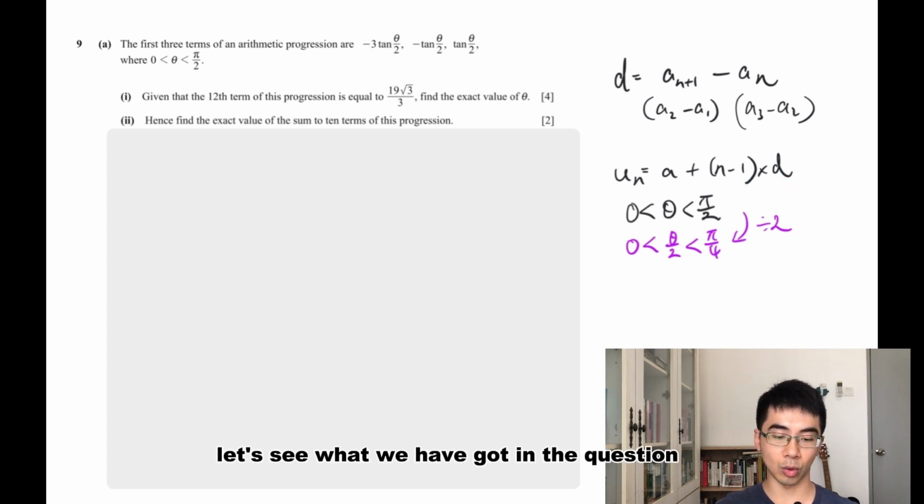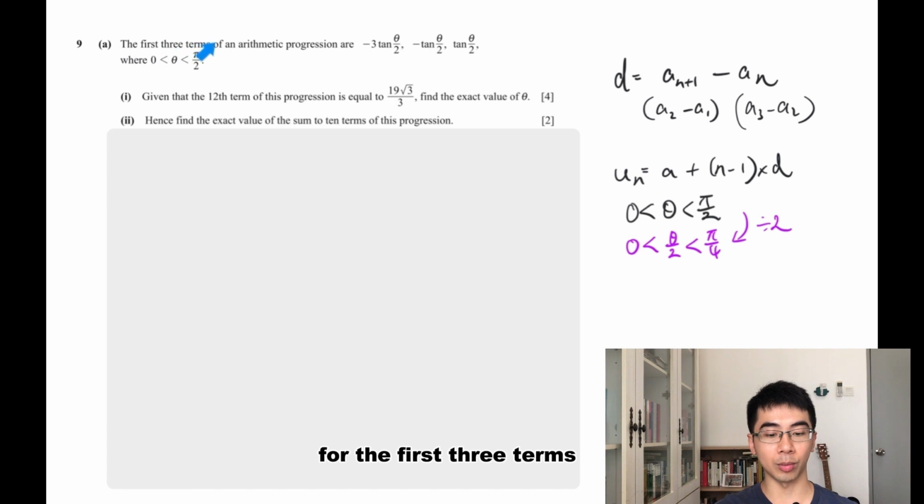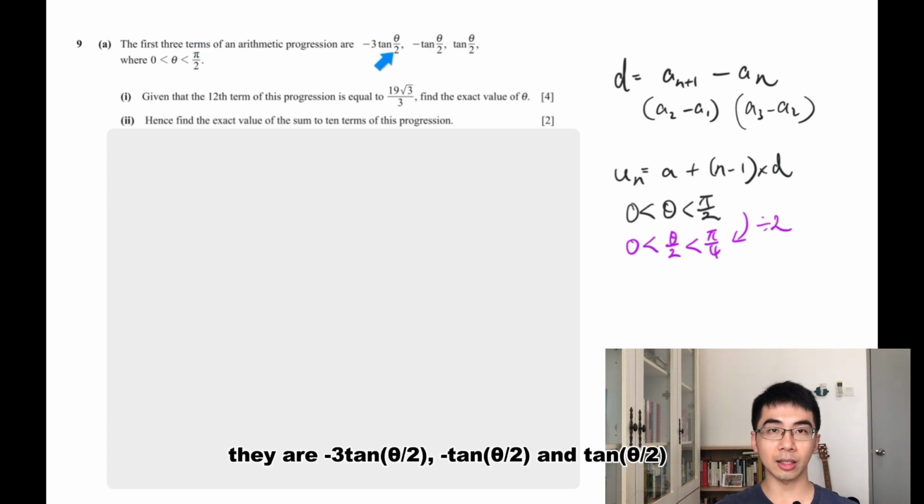So now let's see what we have got. For the first 3 terms, they are negative 3 tan theta over 2, negative tan theta over 2, and tan theta over 2.